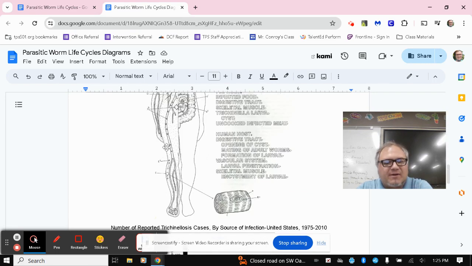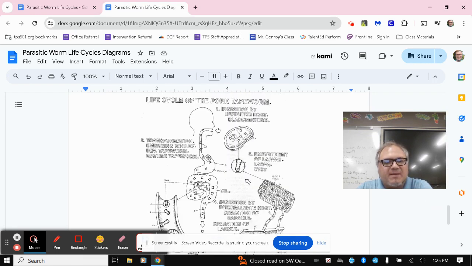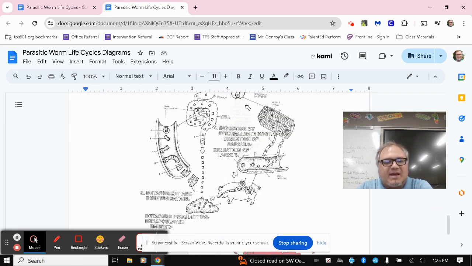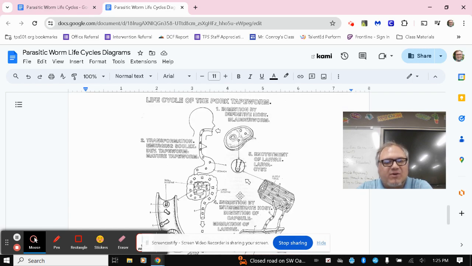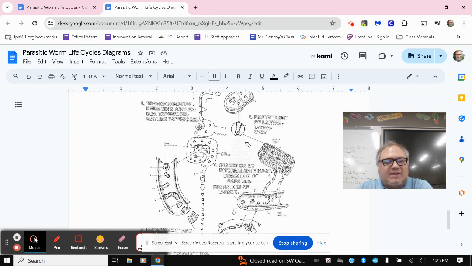The trichina worm, and then finally the pork tapeworm. So again, you're getting an idea of how they move between two hosts, as well as what parts of the human body they are traveling through and kind of what's going on in each section.